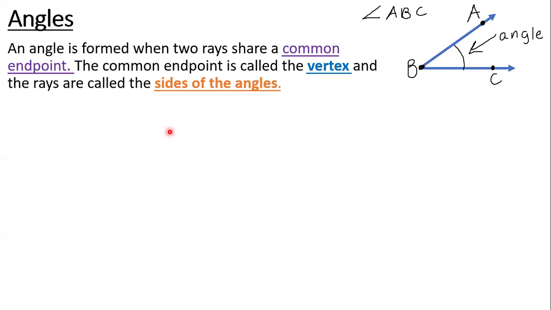Harmony, read the definition of an angle. An angle is formed when two rays share a common endpoint. The common endpoint is called the vertex, and the rays are called the sides of the angle. Very good. Go ahead, Barry, you have a question? Could you tell me where the vertex was shown again, please? Oh yeah, I didn't even put that. The vertex is right down here. This is the vertex of the angle.